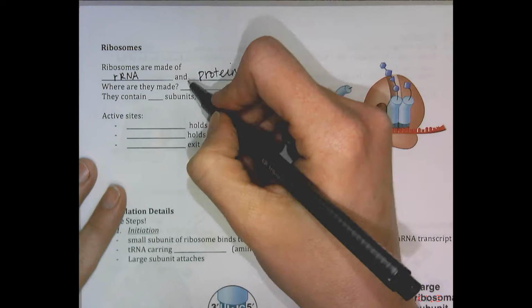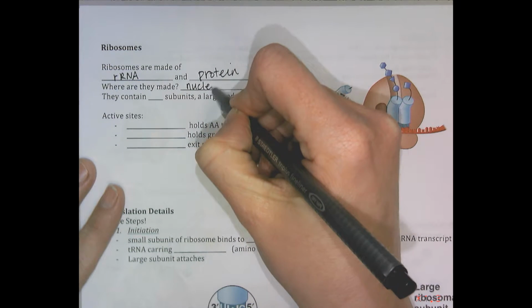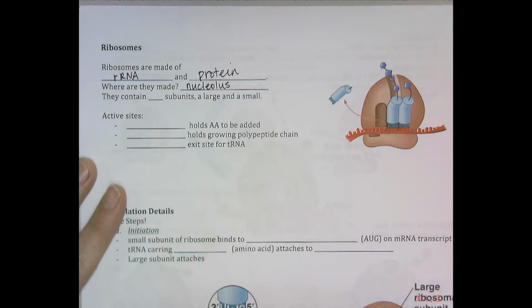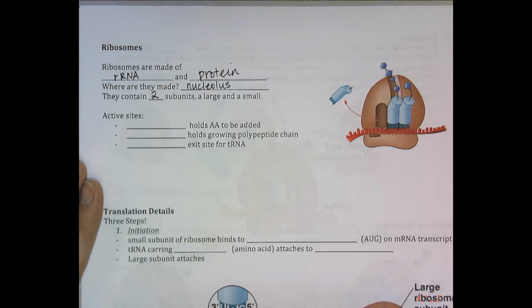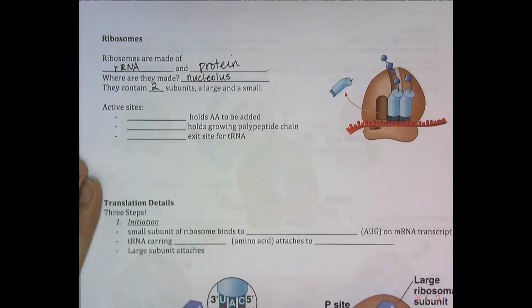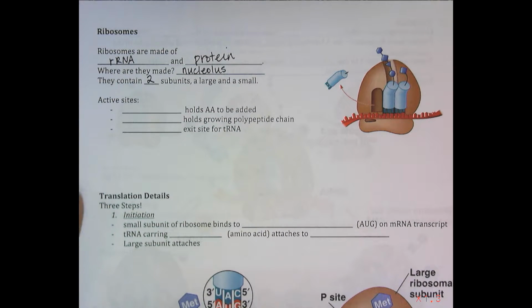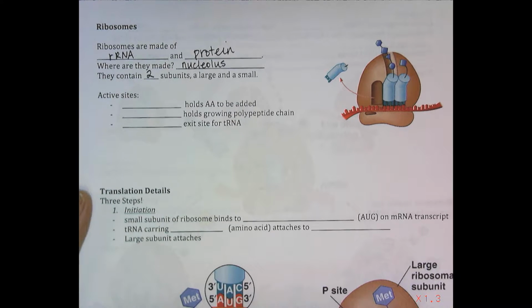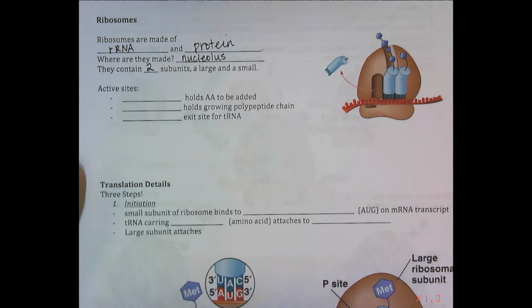Where are the ribosomes made? They are made in the nucleolus of the nucleus. They contain two subunits, a large subunit and a small subunit. One side note: the ribosomes of prokaryotes and the ribosomes of eukaryotes are slightly different in size, but of course that's just an extra little piece of information.